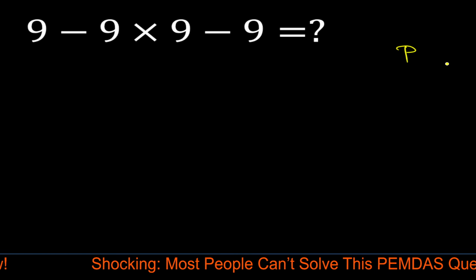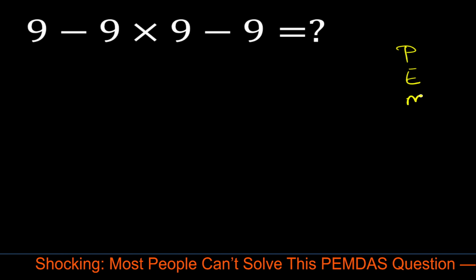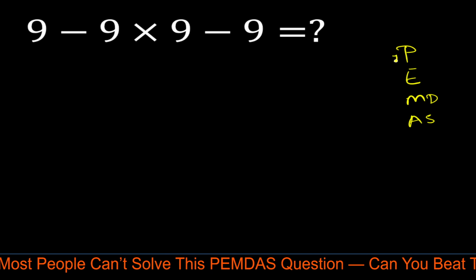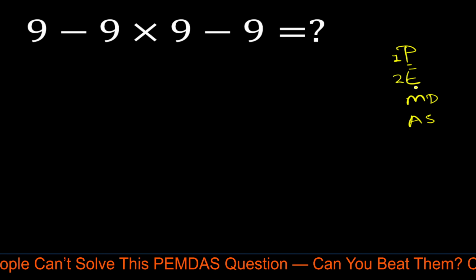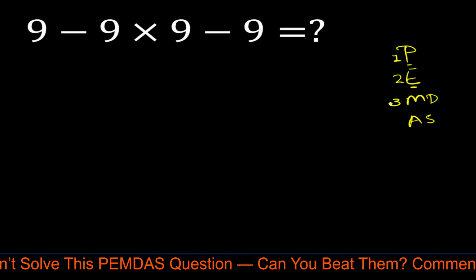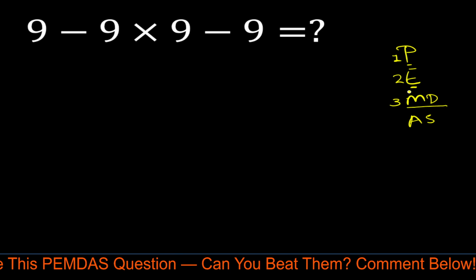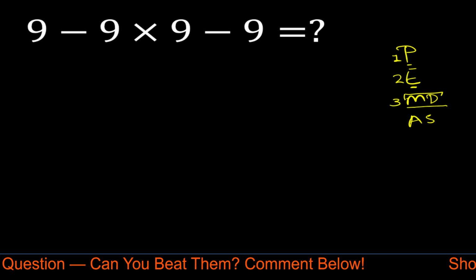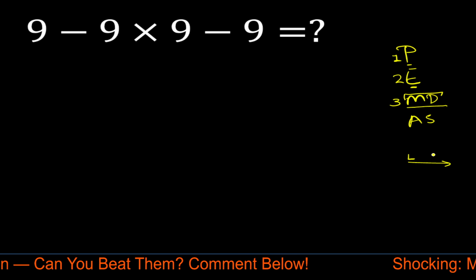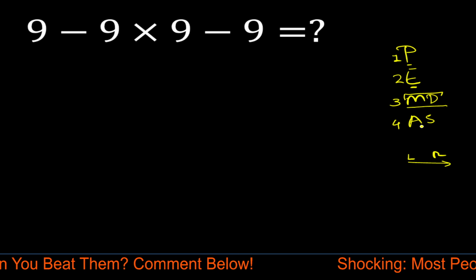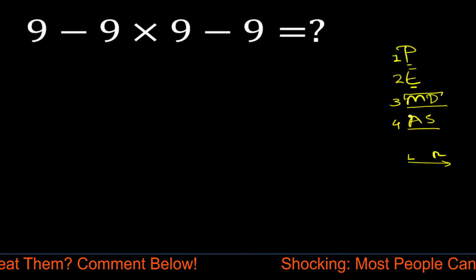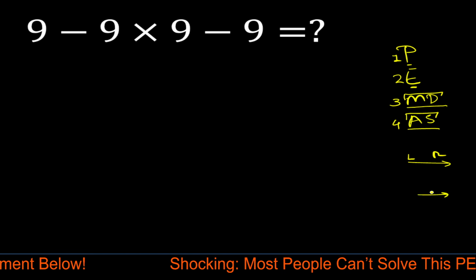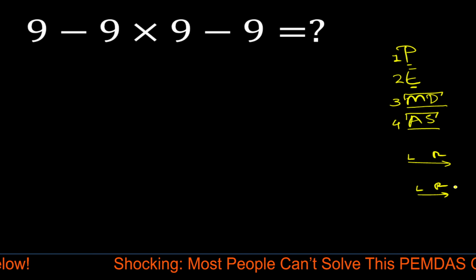So PEMDAS. According to the PEMDAS rule, first priority is parentheses, and second priority is exponents, then third priority is multiplication and division. Here multiplication and division both have equal priority, so we have to solve it from left to right. Then fourth and last priority is addition and subtraction. Also addition and subtraction both have equal priority, so we have to solve it from left to right.